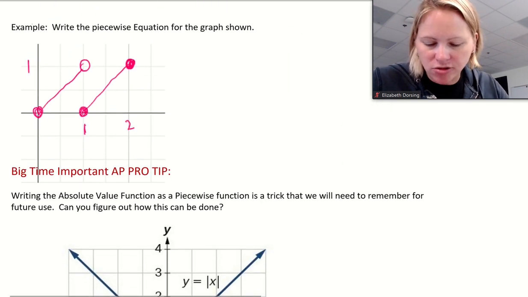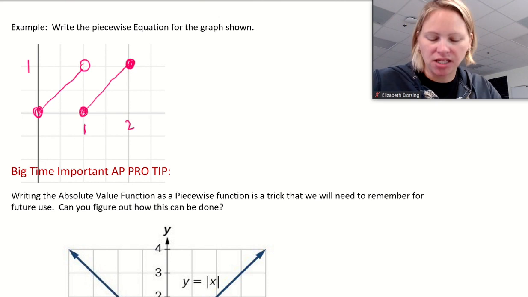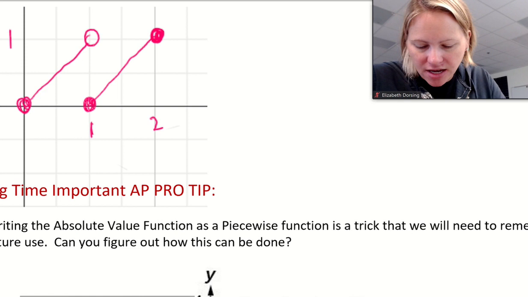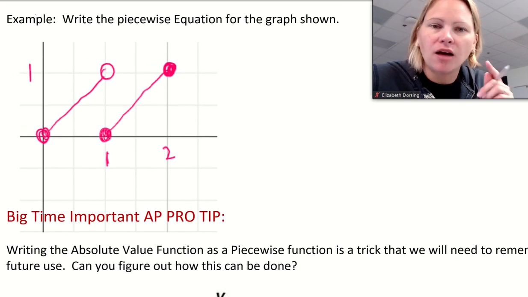So let's move on. Let's talk a little bit about writing equations of piecewise functions. We did it first in the beginning. Let's take a look at this one and see what it would look like. And actually, if you want to pause the video and try this one on your own to write the equation for this, I would encourage you to do that.